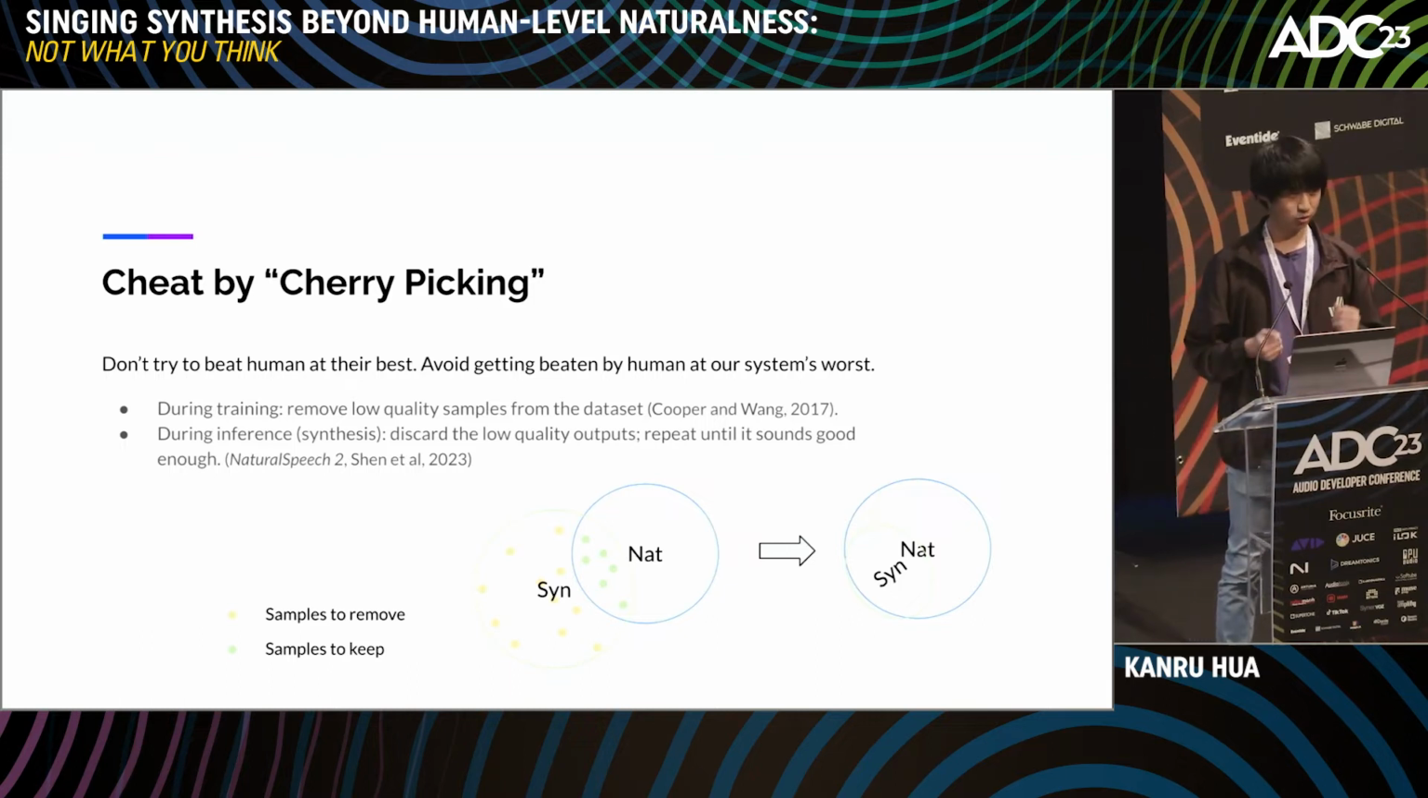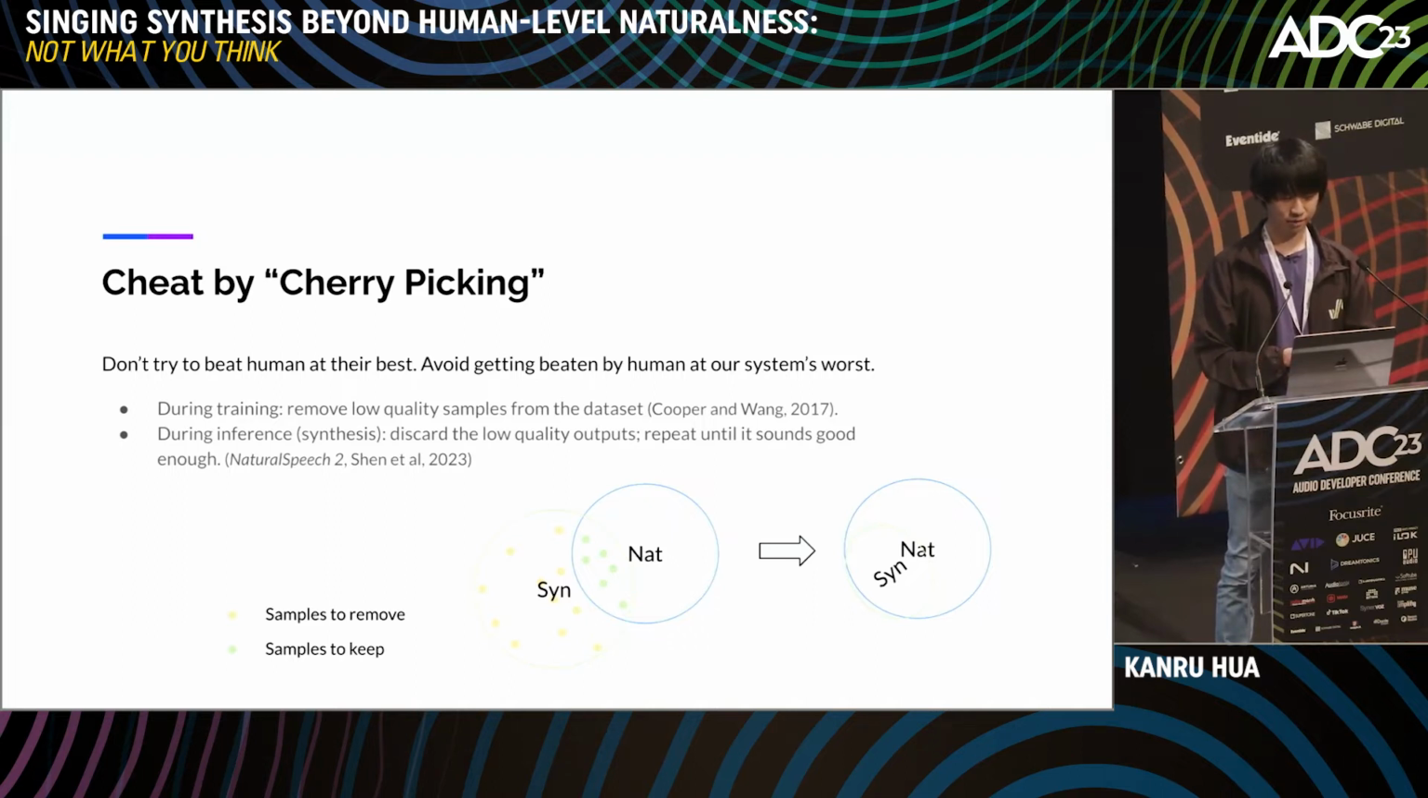So the idea is to not try to beat the human at their best. Humans are just too imaginative. They're too good at creating new stuff. So we don't try to make our system better than the best of humans, but we just avoid getting beaten by a human at our system's worst.